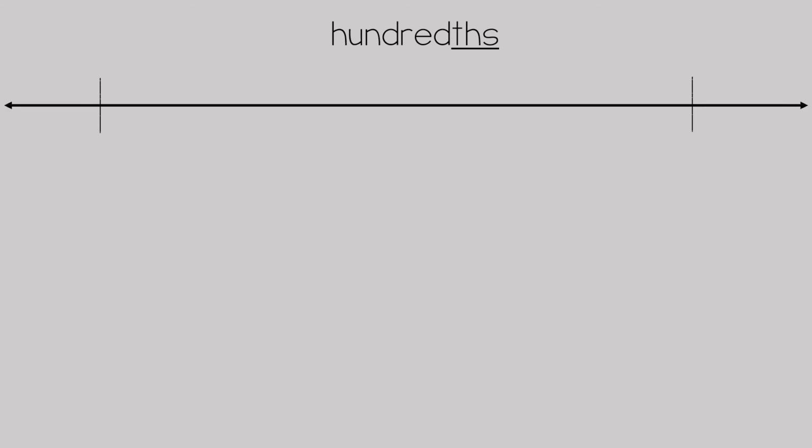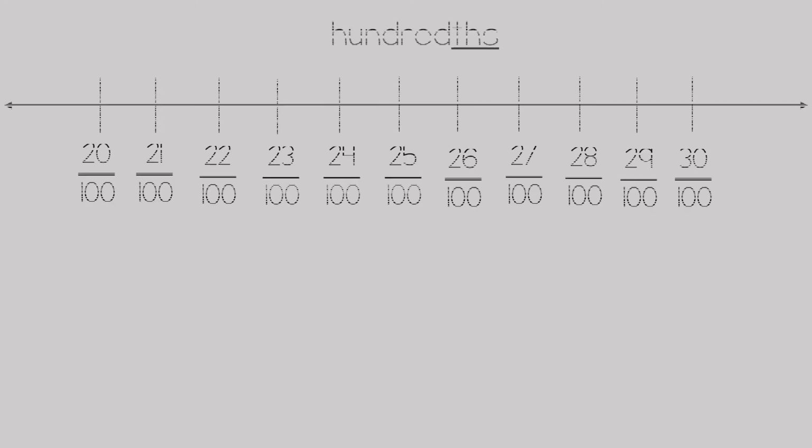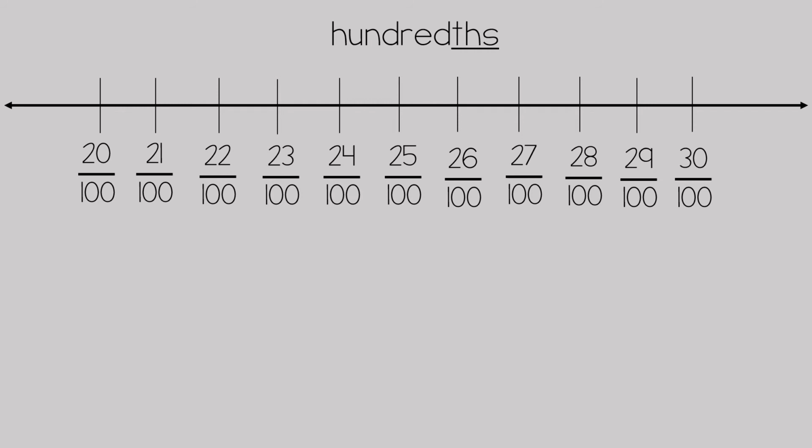So let's talk about hundredths. On this number line, you can see that the hundredths are listed by multiples of 10. Let's zoom in on the number line between 20 hundredths and 30 hundredths. Zooming in, you can see we are counting by ones between 20 and 30. This can also be represented by looking at a visual representation.